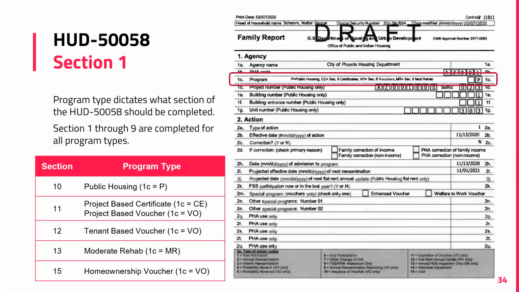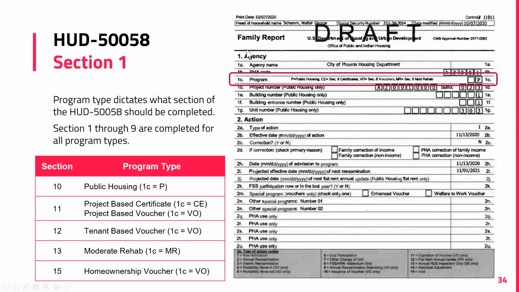So when we talk about the 50058, there are multiple pages to the 50058. There are actually 15 pages. I don't know why they have to make the form so darn long, but that's what they did. We're going to go with it. When we talk about the form, we're not going to say page 1, page 2, page 3. We're actually going to refer to these as sections. So as you can see here, this is page 1. We have section 1 and we have section 2.